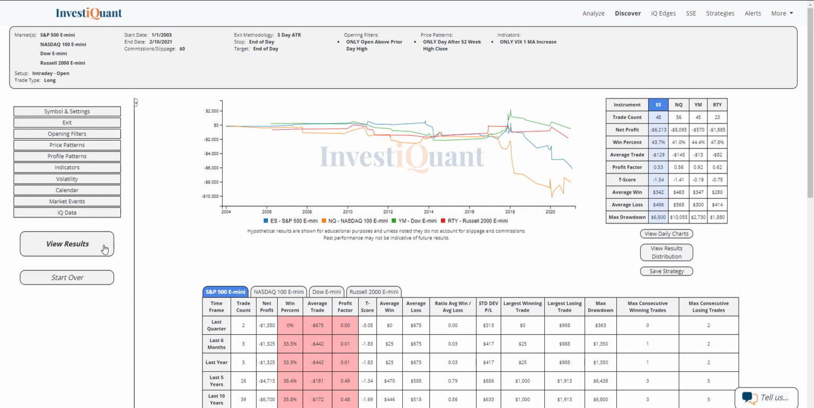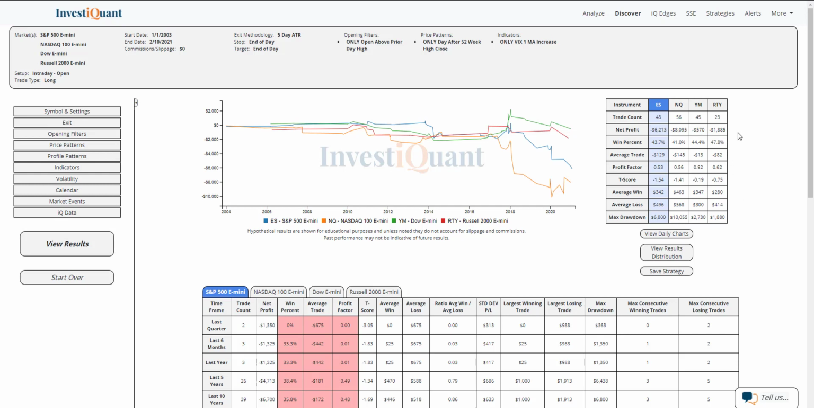So you've got the S&P coming in at just 44%, the NASDAQ a little weaker at 41%, the Dow 44%, and the Russell 48%. So all four instruments are below 50% win rates, with the NASDAQ being the weakest of the group at 41%. If we look at the average win, average loss, you can see the average loss is larger than the average win in 3 out of the 4 indices. So that is true for the S&P, the NASDAQ, and the Russell. The Dow is the only one where the average win is a little bit larger than the average loss.